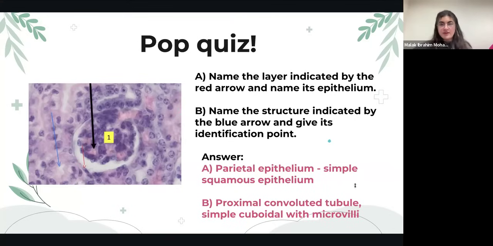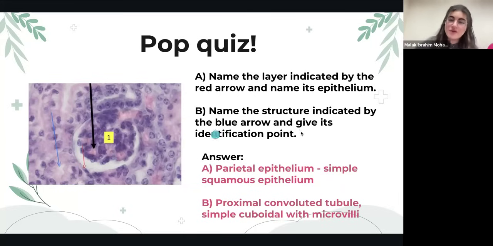So the layer indicated by the red arrow over here would be your parietal epithelium, whereas the structure indicated by the blue arrow is the proximal convoluted tubule. Why is this a proximal convoluted tubule? Actually, I'm not going to say this. When they ask you guys a question, they will probably point towards this. They will ask you, what is this? And what is an identifying feature of it? Like, why did you decide that this was a proximal convoluted tubule? And a bunch of you answered this: it's because it's pink and fuzzy, and it has a lumen.